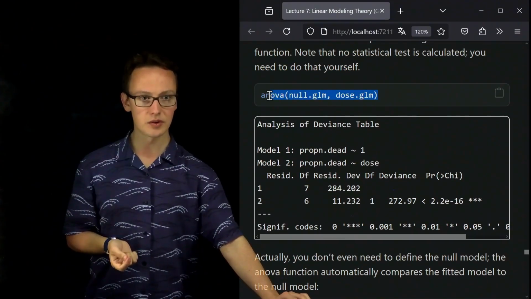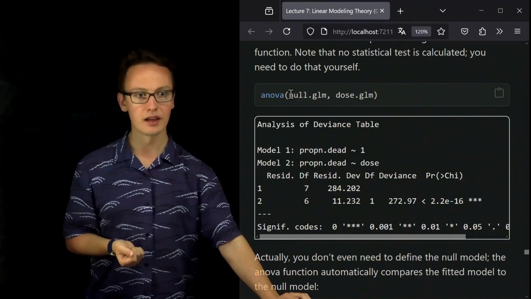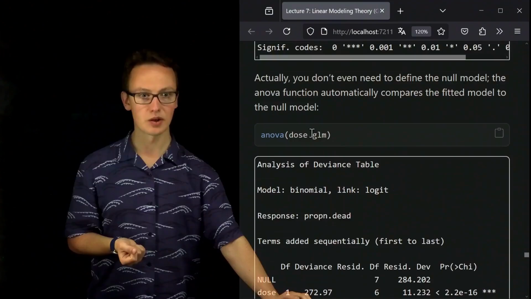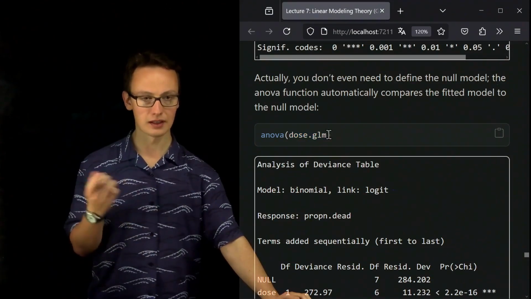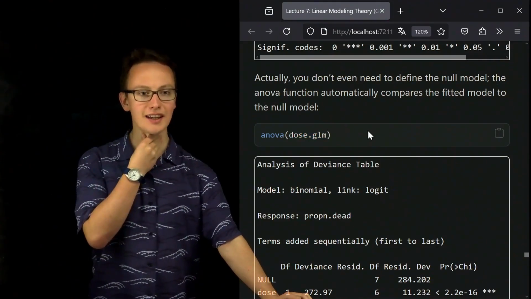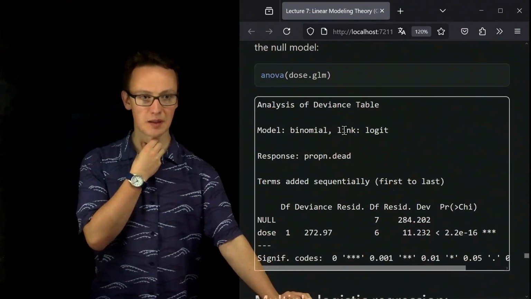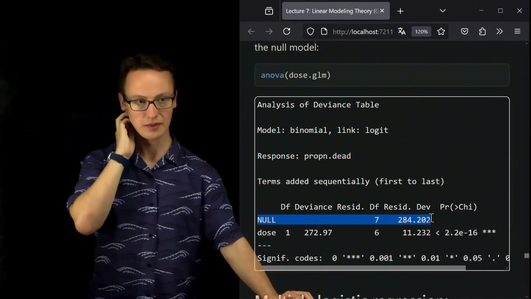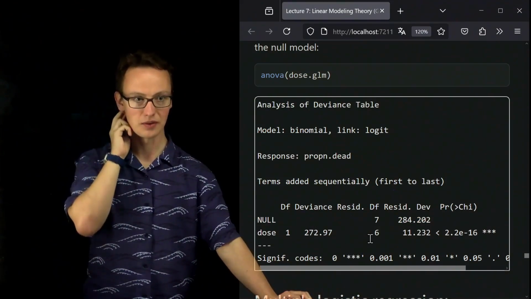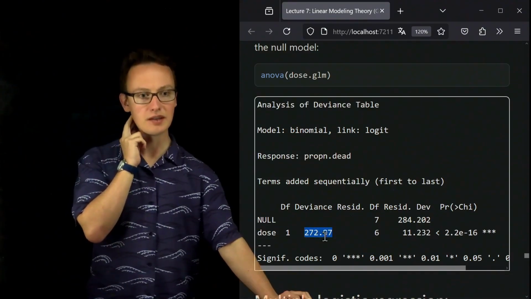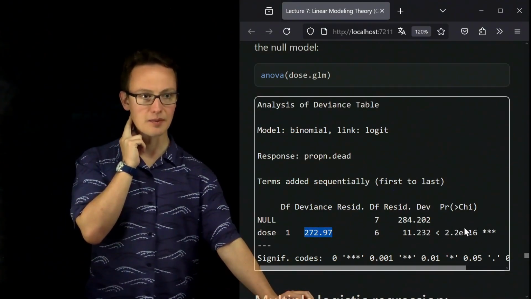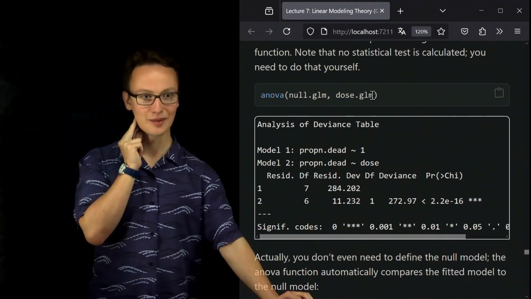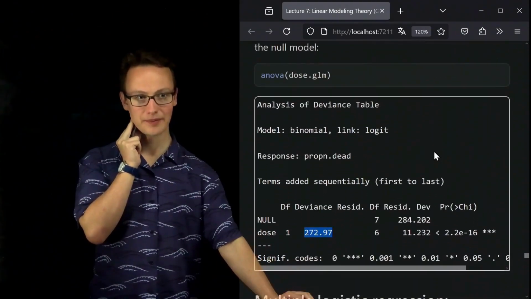One variant of this, so you actually don't even have to specify both the null model and the full model. You can even give this ANOVA command just the full model in the case of these deviance tests here, and this will do the same thing. It will automatically compute the null model for you and the deviance of the null model, and basically do the same thing: compute the difference in deviances here and give you the same output, the same p-value basically. So that's just another way of doing it, which saves you a little bit of typing, right?